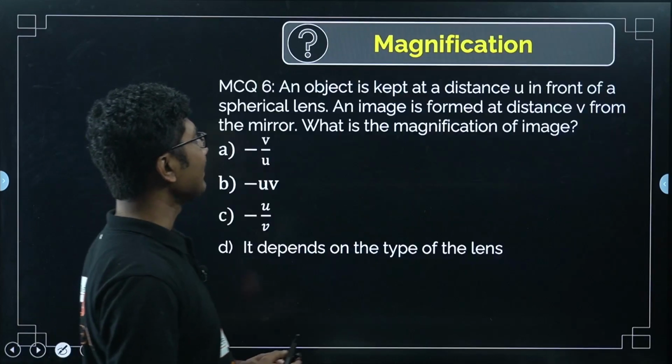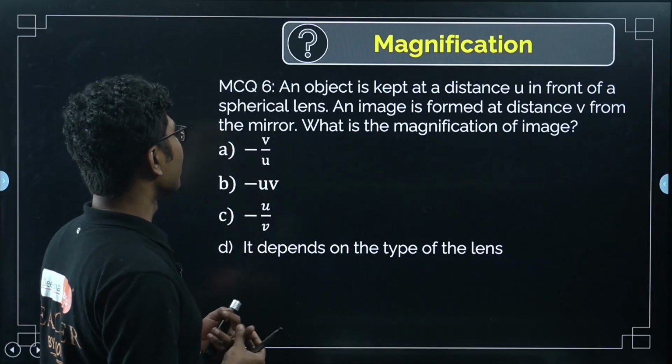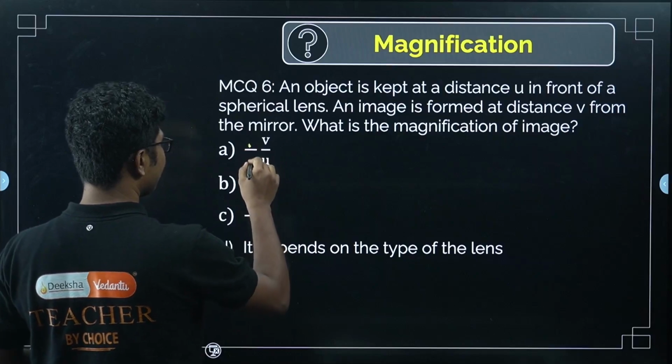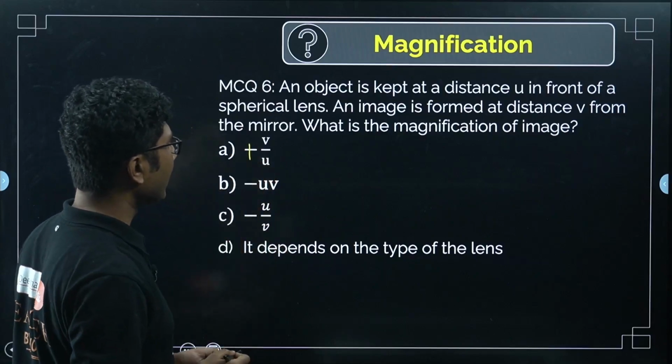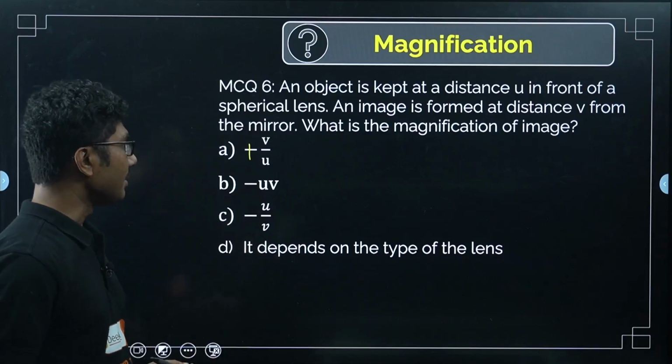Now let's move on to the magnification. An object is kept at a distance u in front of a spherical lens. The image is formed, so it is plus v by u, not minus v by u. What is the magnification of the image? Magnification of the image is v by u.